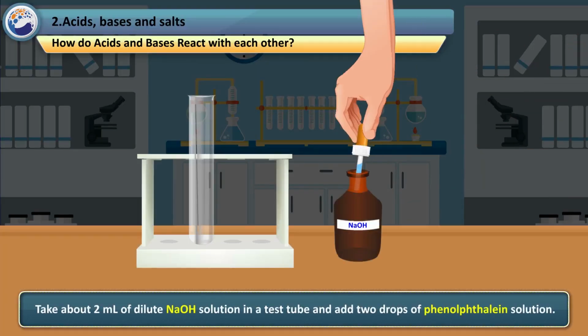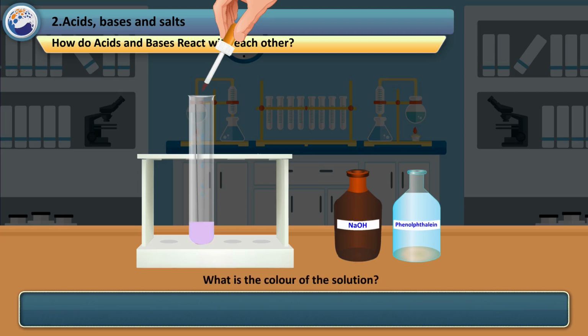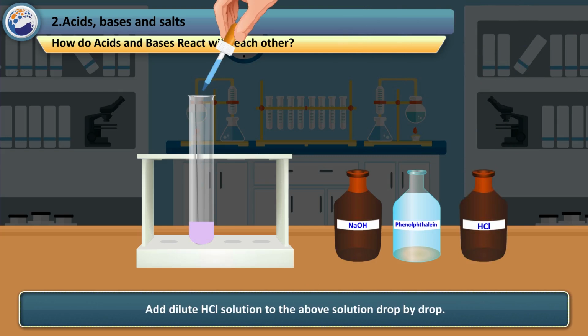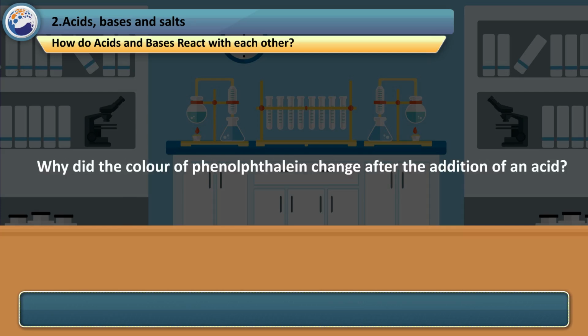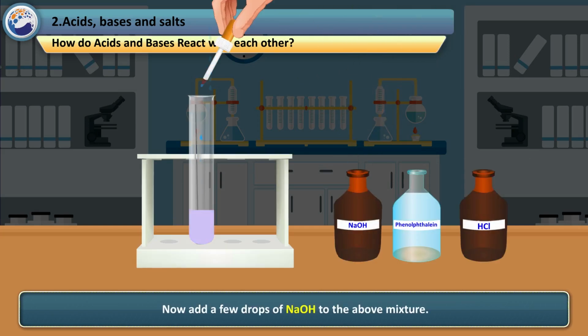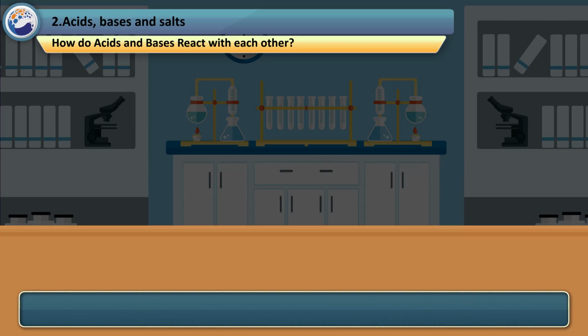Take about 2 ml of dilute NaOH solution in a test tube and add 2 drops of phenolphthalein solution. What is the color of the solution? Add dilute HCl solution to the above solution drop by drop. Is there any color change for the reaction mixture? Why did the color of phenolphthalein change after the addition of an acid? Now add a few drops of NaOH to the above mixture. Does the pink color of phenolphthalein reappear? Why do you think this has happened?